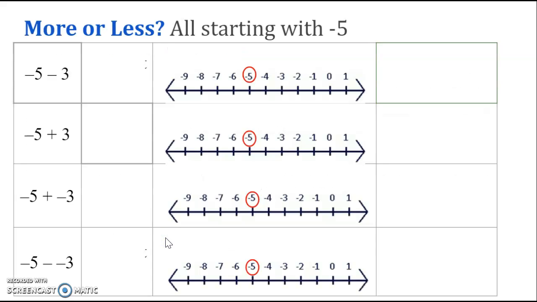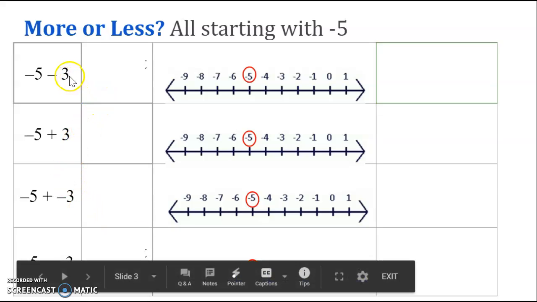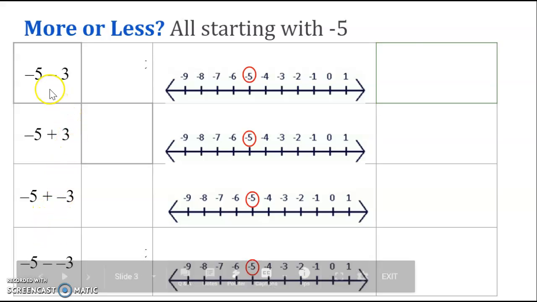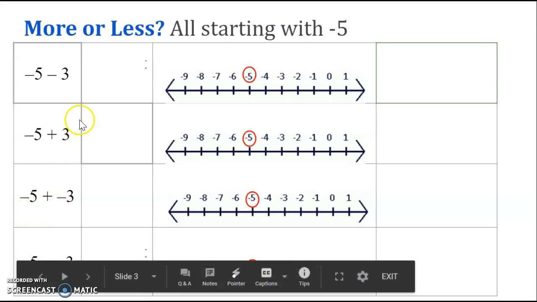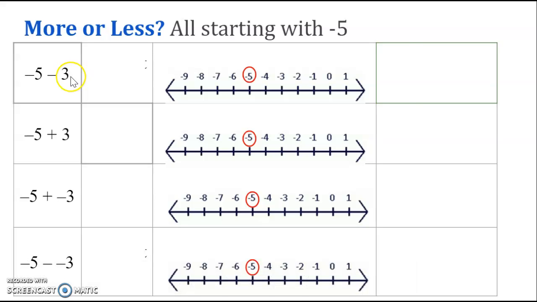So let's get started with the integer math or integer arithmetic. We are going to start off by comparing 4 different operations. We are all starting with -5 here. For the first one, we are subtracting 3. The second expression is we're adding 3 to -5, and then third is adding -3, and then lastly it's subtracting -3. Okay, so let's think about how they are different and what is going to happen.